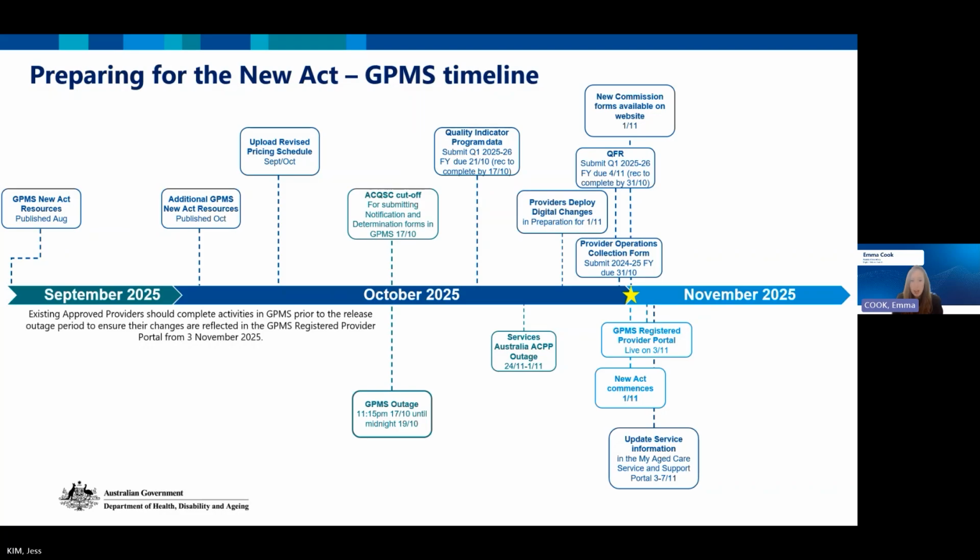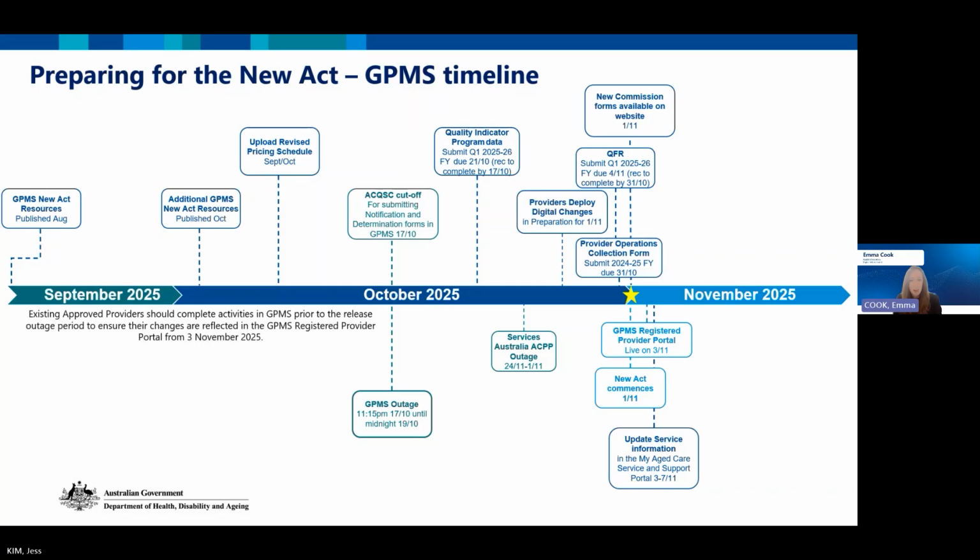From 1 November, you will be able to access the My Aged Care Service and Support portal, verify and update services that you're delivering and update pricing and services, and ensure that those changes are made to enable you to display your information on My Aged Care.